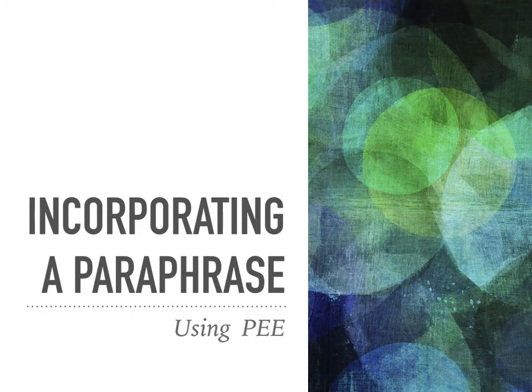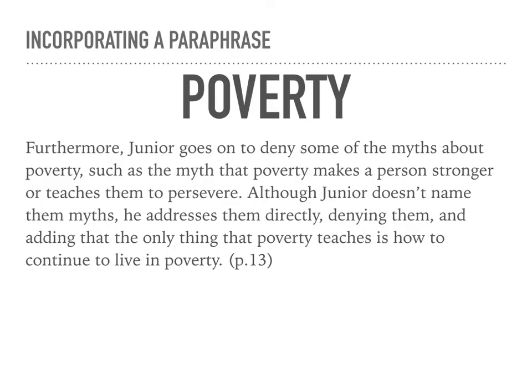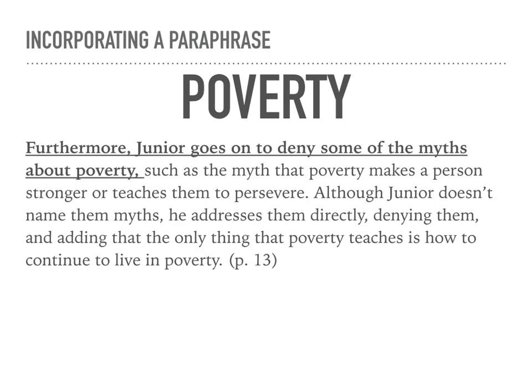So far, I've demonstrated how to incorporate a quotation. Now let me show you how the same method works to incorporate a paraphrase. In this paragraph, I've included P and E in the first sentence. The first part of this sentence is my point, that Junior, the main character and narrator of the novel, denies some of the common myths about poverty.